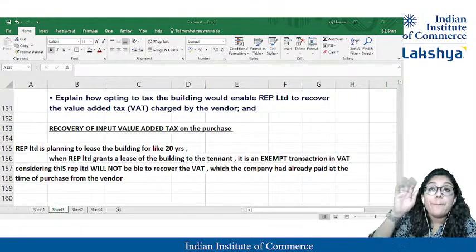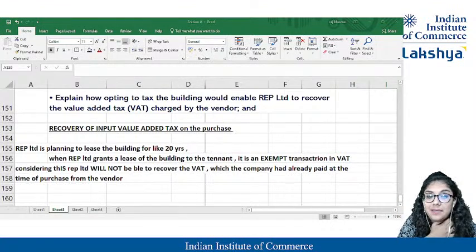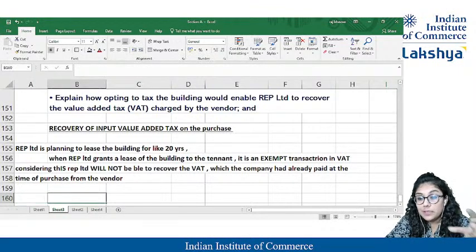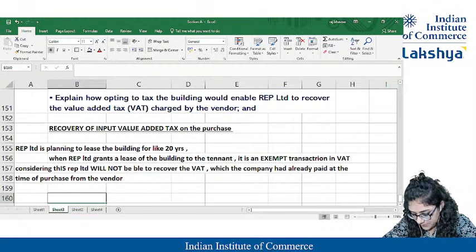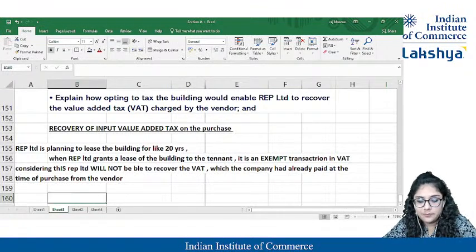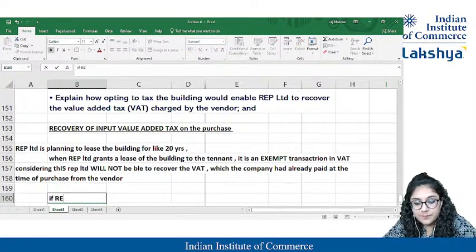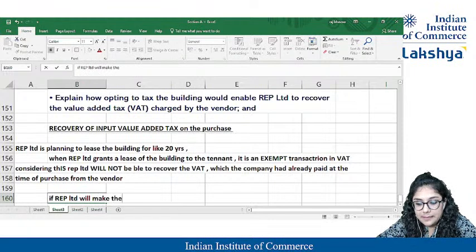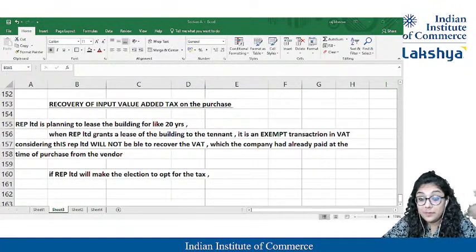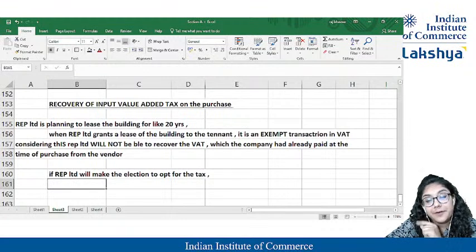But if he wants to make the election of opting to tax, then the building will not be considered an exempt transaction. Now that will be understood as a standard rate. So the question comes, if he wants to opt to tax, I can write it. Therefore REP will not recover, further, however, if REP Limited makes the election to opt for the tax, then things could be reversed. How? Then the building will be regarded as a standard rate.